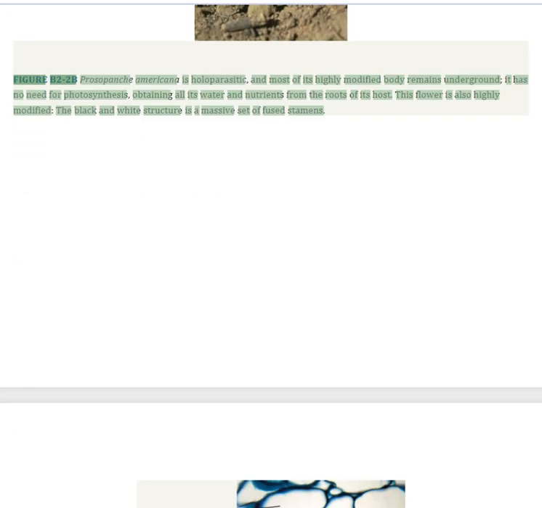Figure B2, 2b. Prosopanche americana is holoparasitic, and most of its highly modified body remains underground. It has no need for photosynthesis, obtaining all its water and nutrients from the roots of its host. This flower is also highly modified. The black and white structure is a massive set of fused stamens.